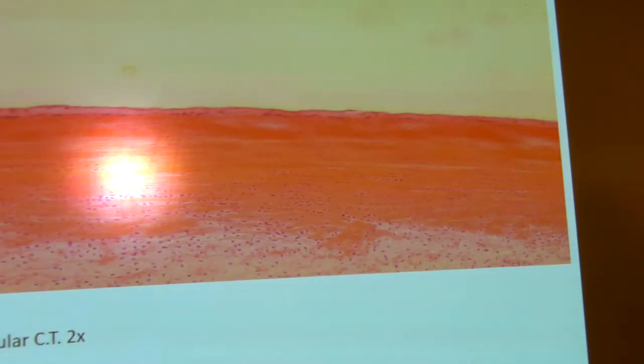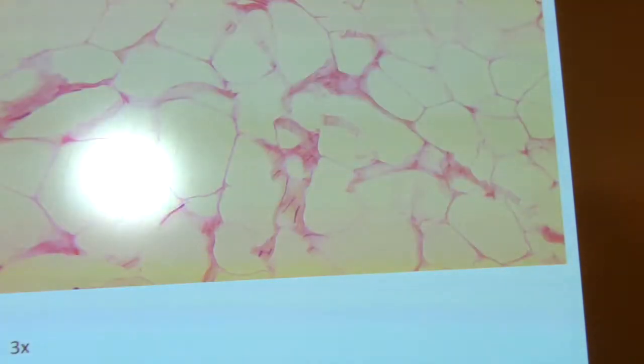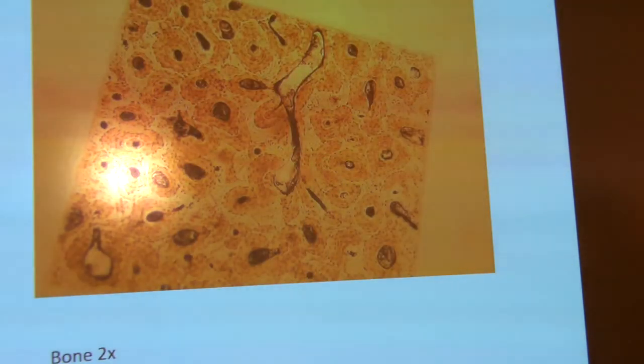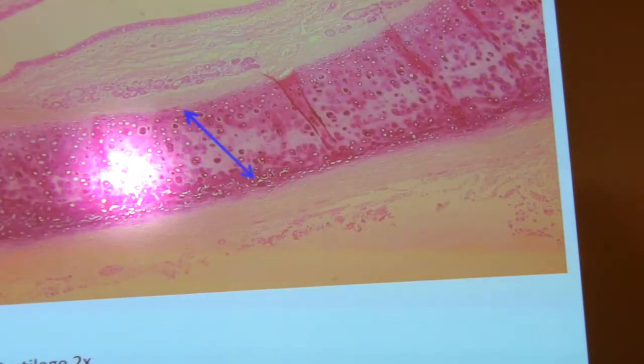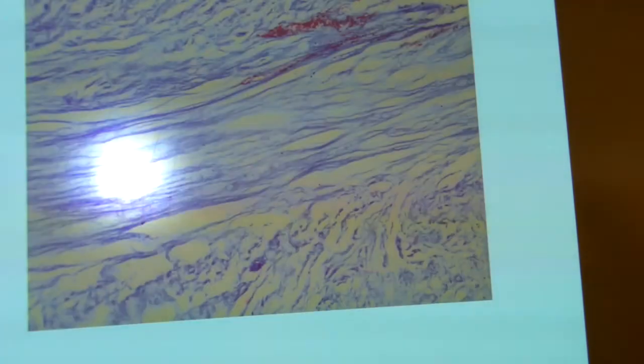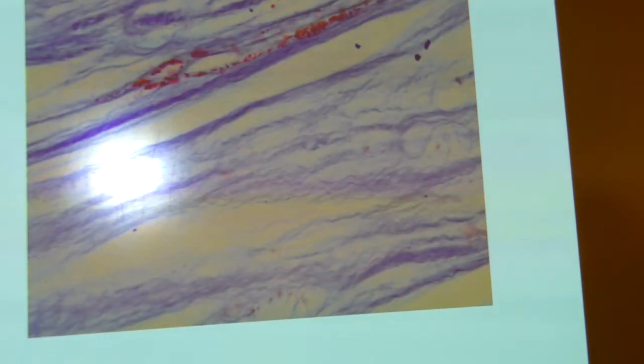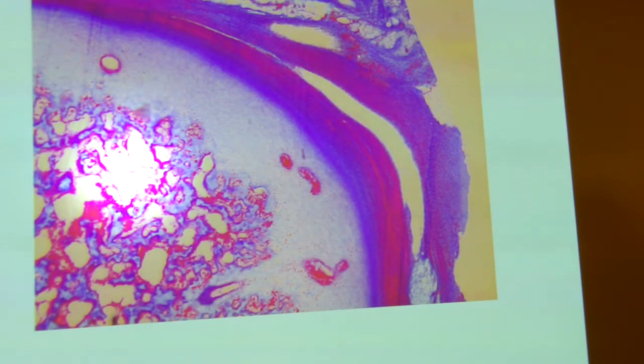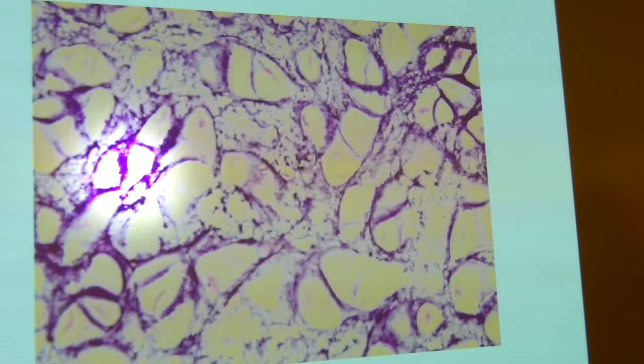Areolar connective, dense regular, adipose, bone, hyaline cartilage in the trachea, close-up of the chondrocytes, which make up hyaline cartilage, fibrocartilage in the intervertebral discs, lots of space, cross-section, elastic cartilage made up of fibers called elastin, and that is it. All right.